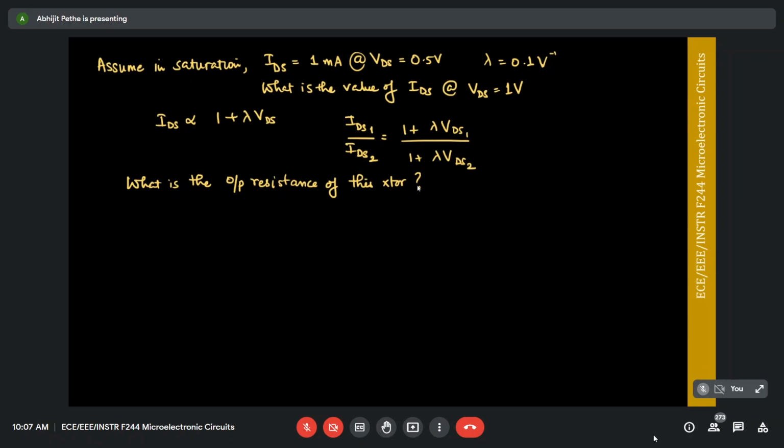So what does the output resistance mean? That is, if I look at it at the output node, that is across the drain and source, what is the resistance, or what is the apparent resistance I see of this circuit? So how would I calculate that?